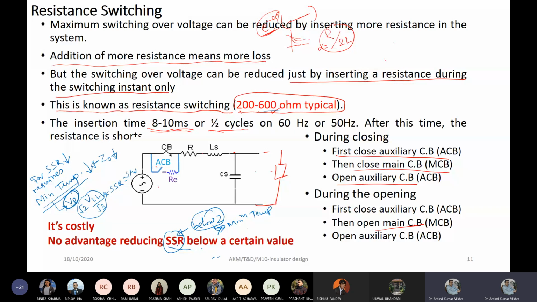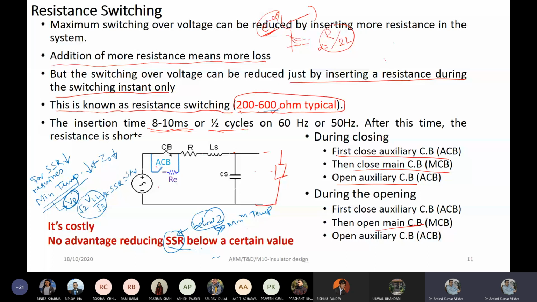Two important points I would like to conclude, because I am trying to deliver many things in a short time. Just memorize two things. One thing, both the switching over voltage and temporary over voltage are system voltage dependent, right? Switching over voltage is a multiple of the system voltage. Temporary over voltage is also a multiple of system voltage. So once the system voltage increases, both are increasing, right?